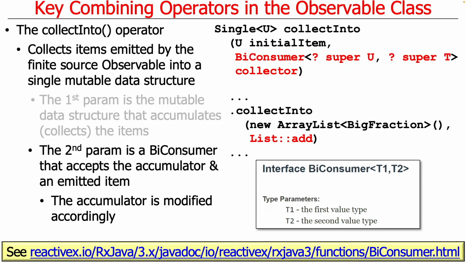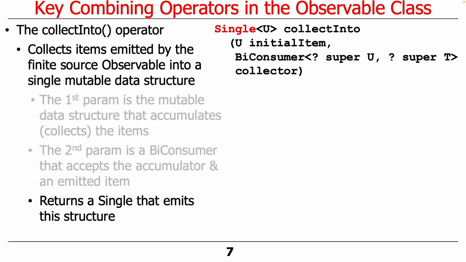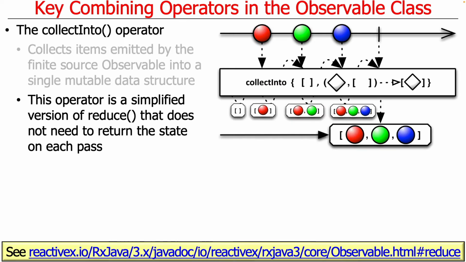Once again, demonstrating the use of mutable types in the context of reactive programming, which is perfectly fine because you're going to be using this in a way that doesn't have race conditions, so that's good. What comes back from collectInto is a single that emits the result that came out of the collection. In this case, it would emit the list. It would emit the values that were accumulated into the list. You can think of collectInto as a somewhat simplified version of the reduce operator we looked at that doesn't need to return the state on each pass through it.